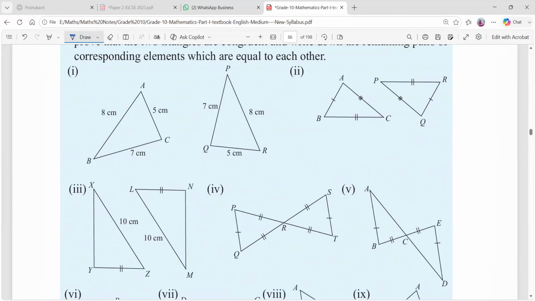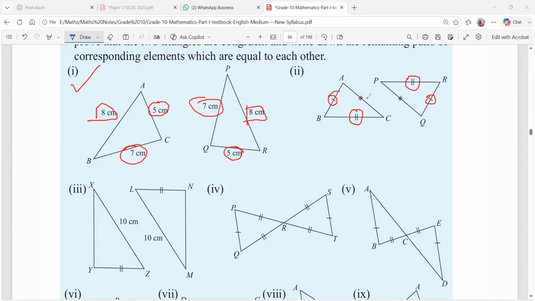These five. First one, 5 centimeters, 5 centimeters, equal. 7 centimeters, 7 centimeters, equal. 8 centimeters, 8 centimeters, equal to each other. Three sides equal to each other. So this is congruent. First question is congruent. ABC congruent to PQR. Second one: one side equal to one side, two sides equal to two sides, three sides equal to three sides. So it's congruent.